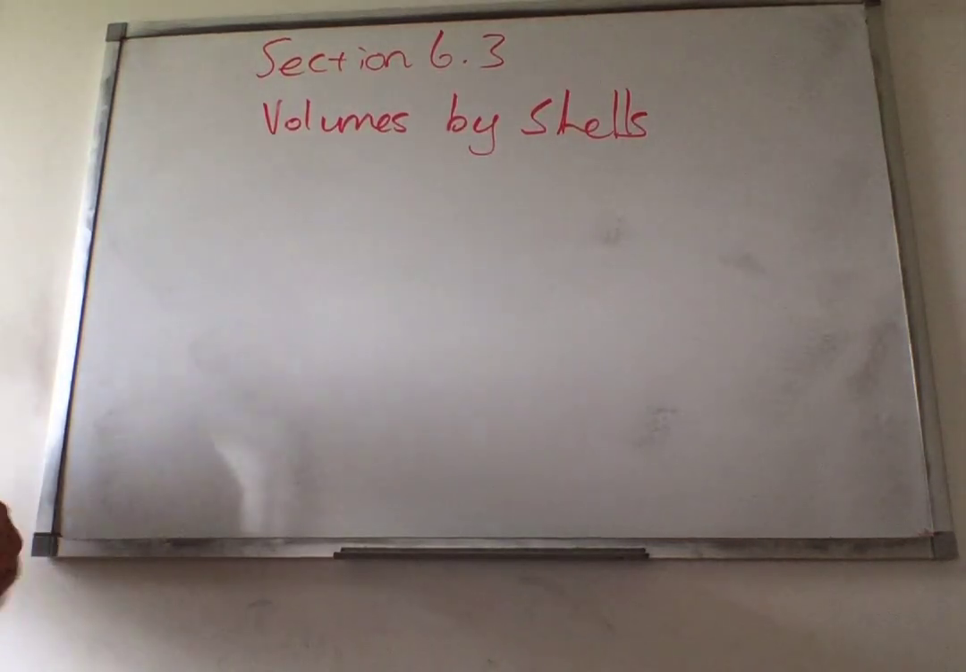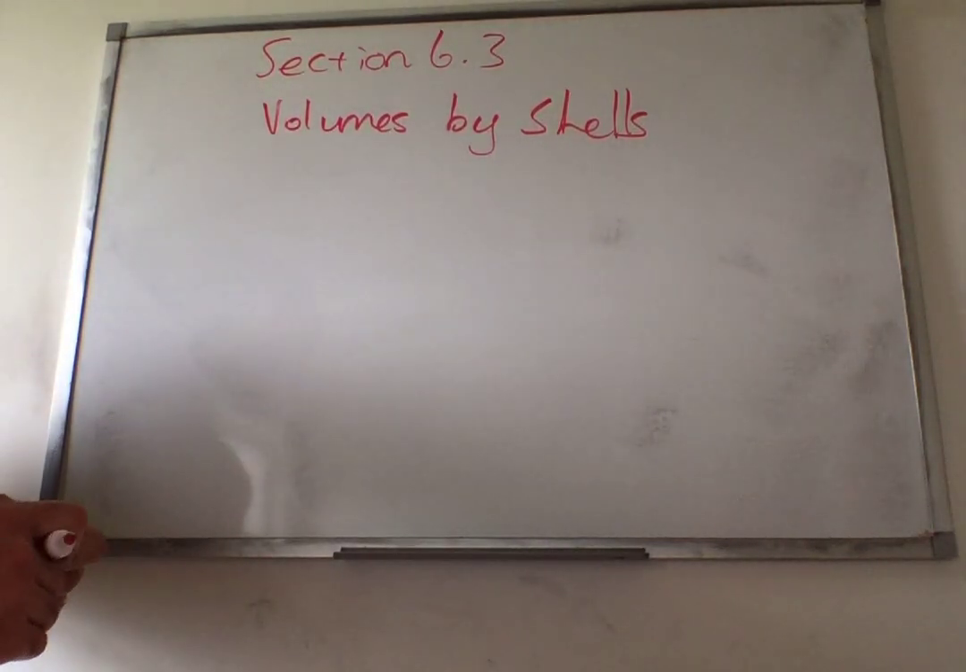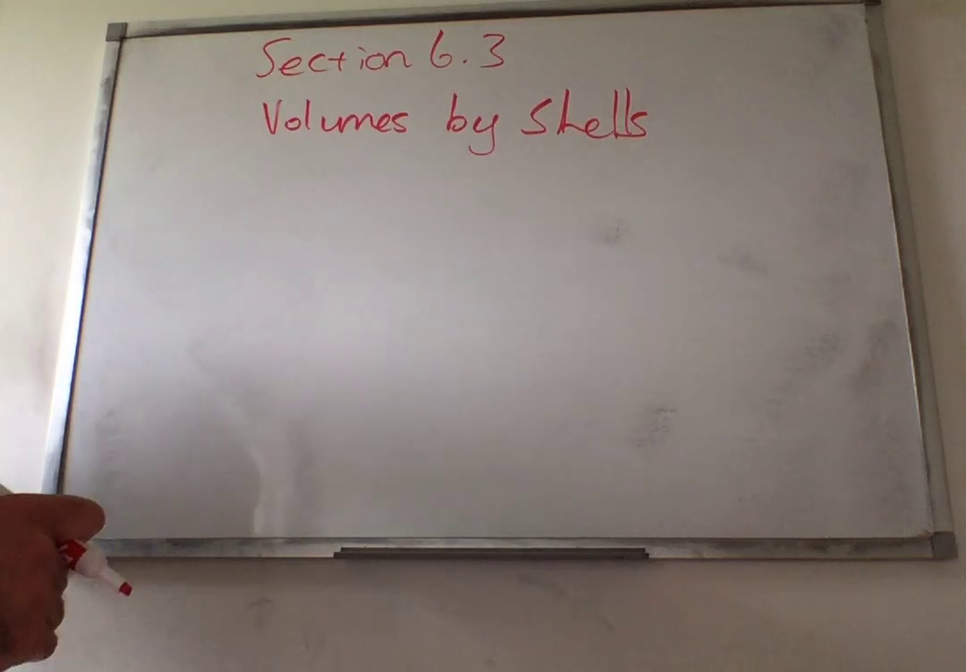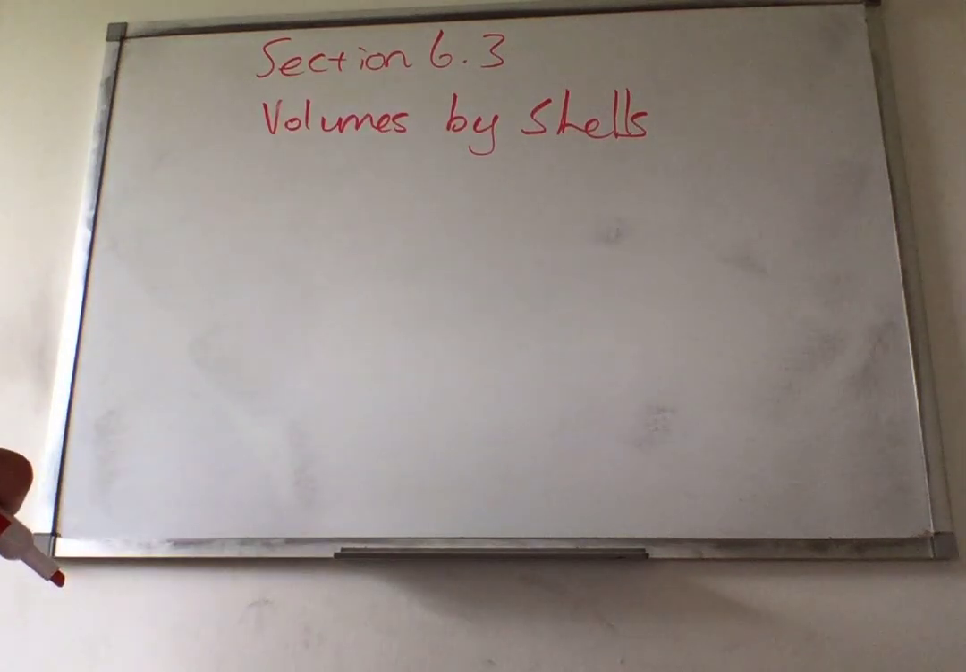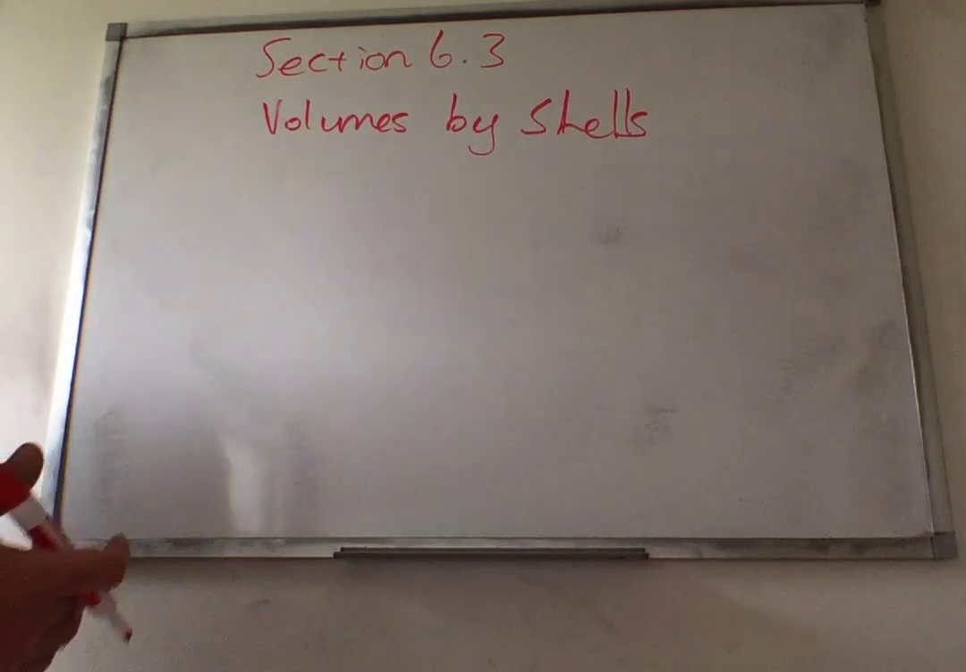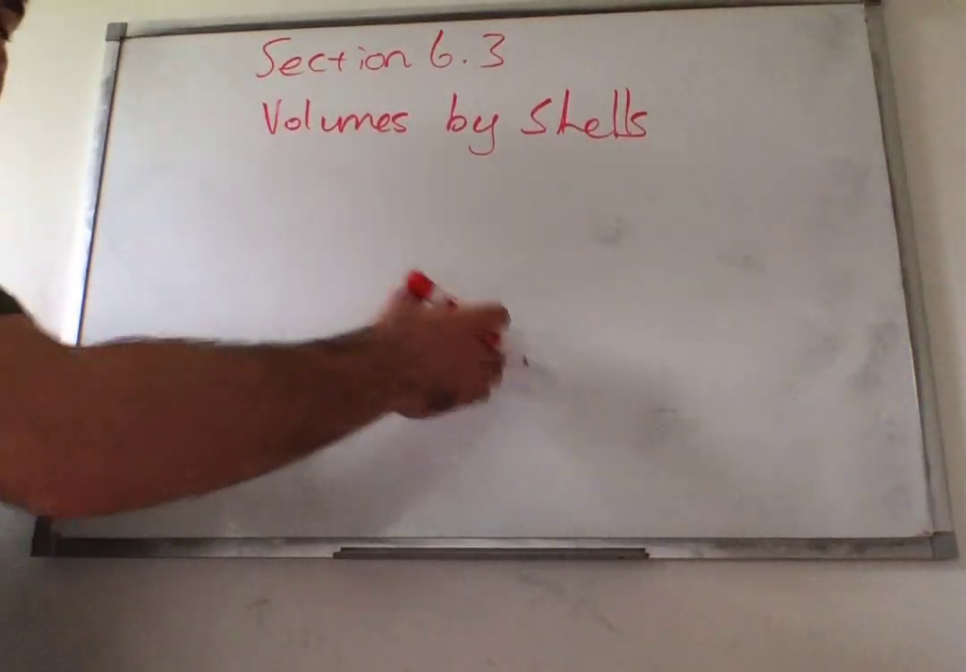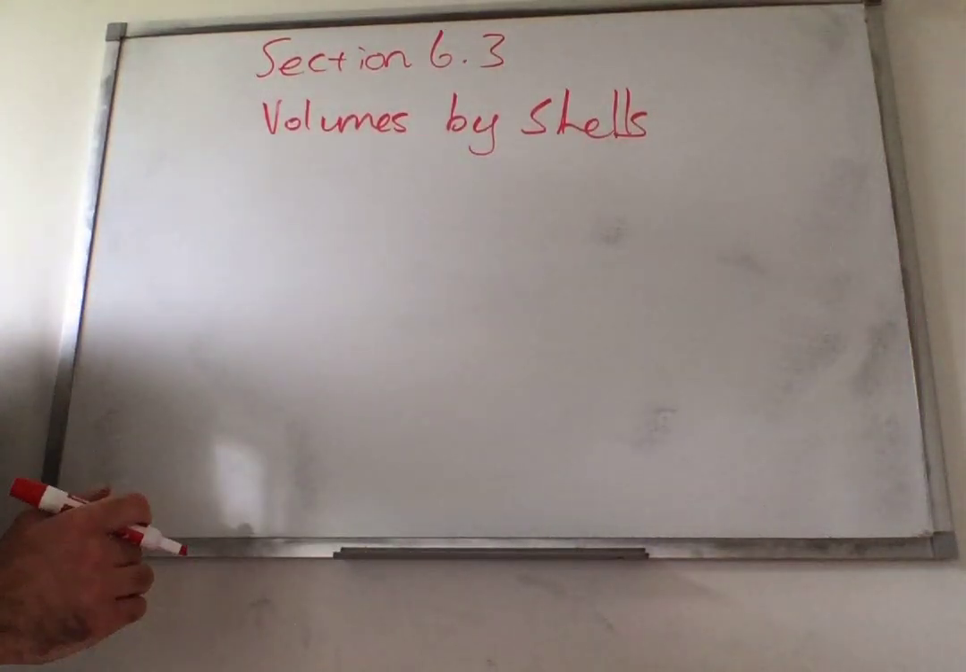So the shell method. What the shell method is saying is the volume of the solid obtained by rotating a region under the curve y equals f of x about the y-axis from a to b, where a is less than b but greater than 0. So that means your interval is always from a to b in the positive direction.